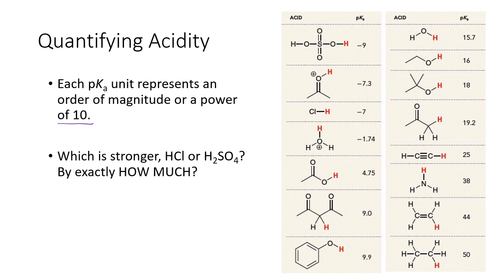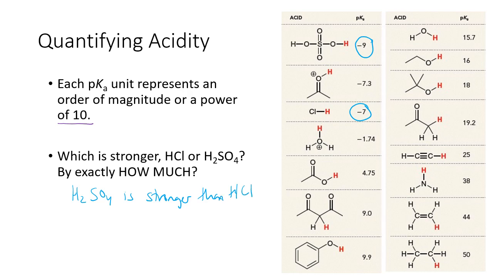So for example, how much stronger is HCl or H2SO4, and by how much? So H2SO4 is sulfuric acid, and that's at the top of our chart. It has a pKa of -9. If you go down to HCl or hydrochloric acid, it has a pKa of -7. So we just said that the lower the pKa value is, the stronger the acid. So H2SO4 is stronger than HCl.